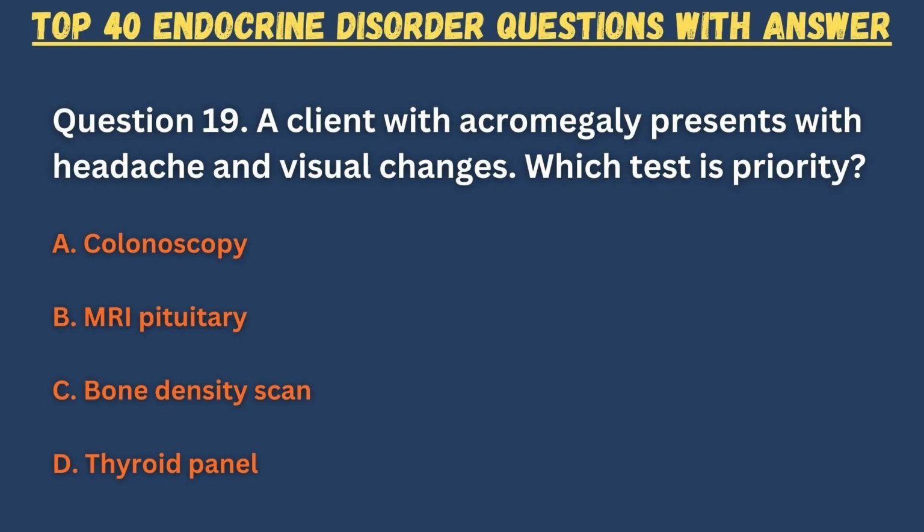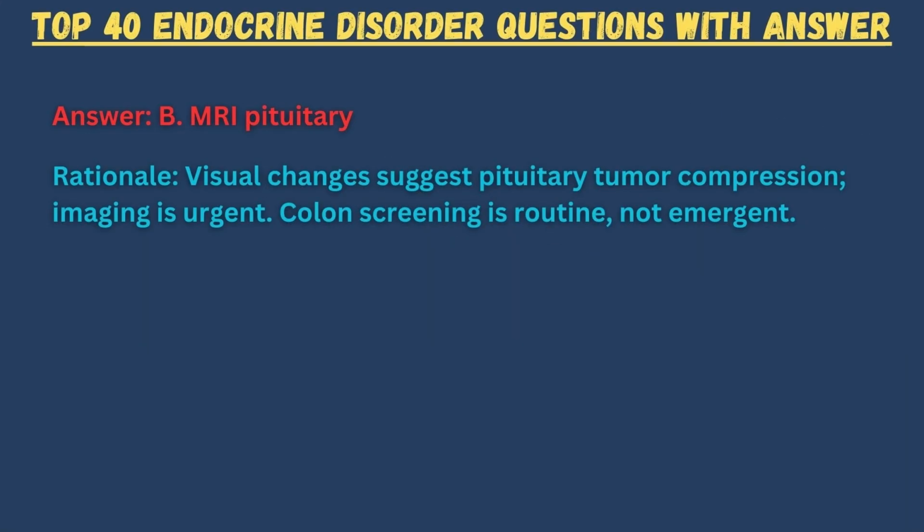Question 19. A client with acromegaly presents with headache and visual changes. Which test is priority? A. Colonoscopy. B. MRI pituitary. C. Bone density scan. D. Thyroid panel. Answer: B. MRI pituitary. Rationale. Visual changes suggest pituitary tumor compression. Imaging is urgent. Colon screening is routine, not emergent.